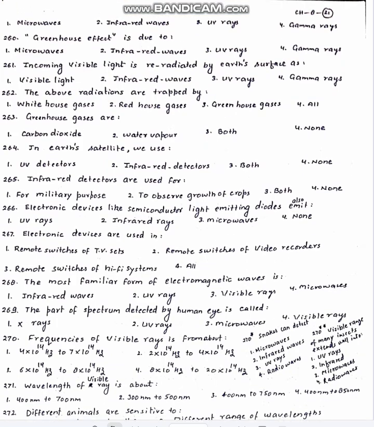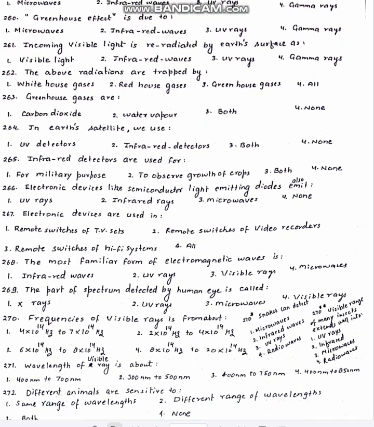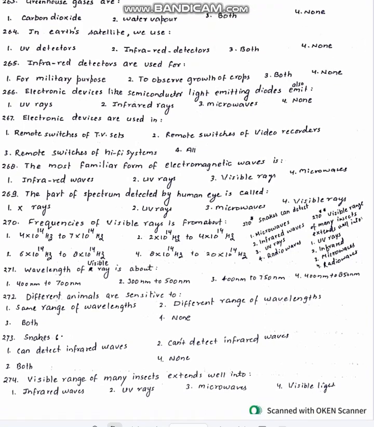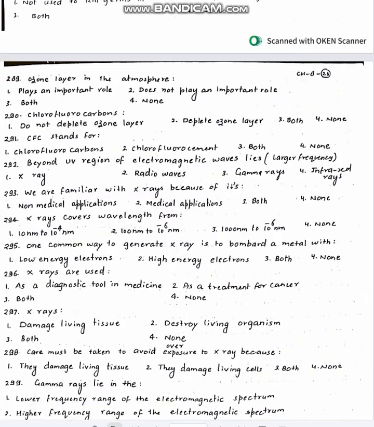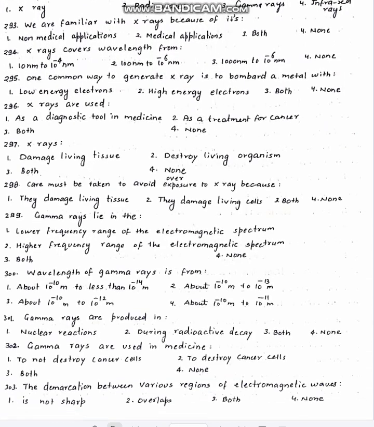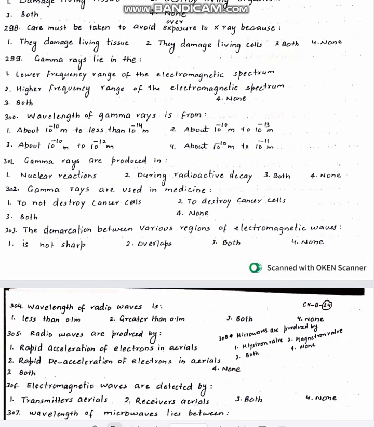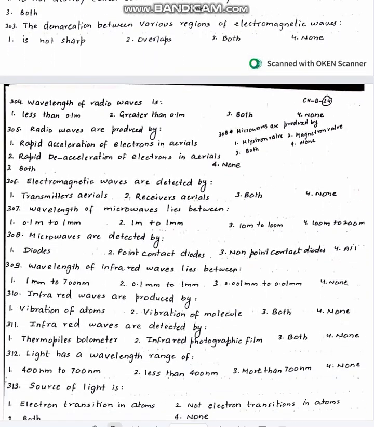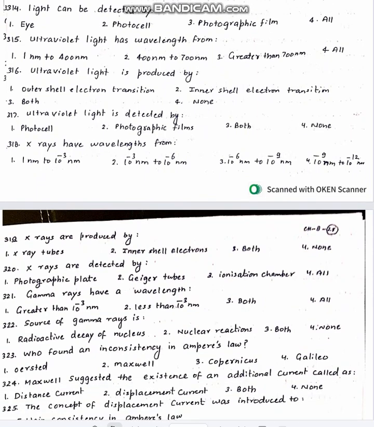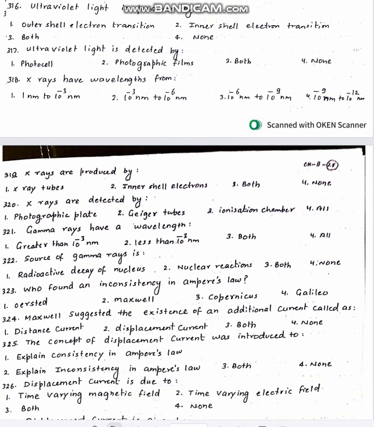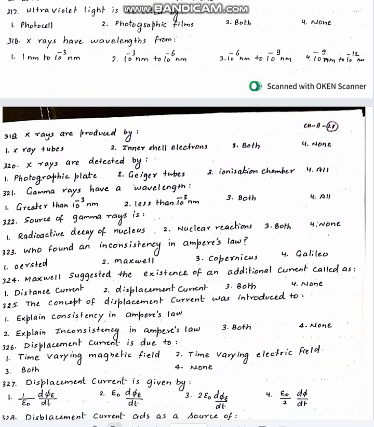Then we have certain questions on remote switches, the concept of microwaves, their frequencies, different animals' contribution, then theoretical questions based on that. X-rays, gamma rays, frequencies, wavelengths, medical use, production, detection, infrared, detection of light, UV light, wavelength, UV light production source, UV light detection, X-ray wavelengths, production of X-rays, detection, gamma rays wavelength, sources of gamma rays.